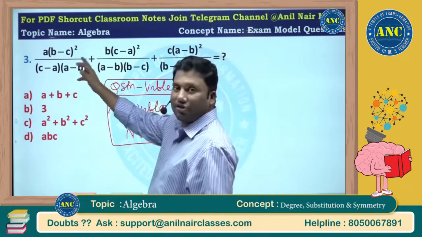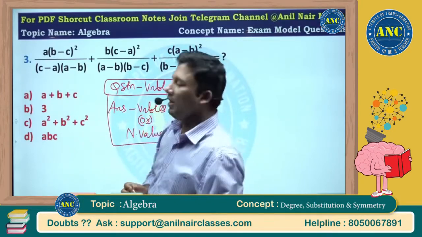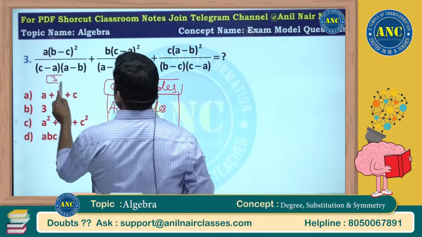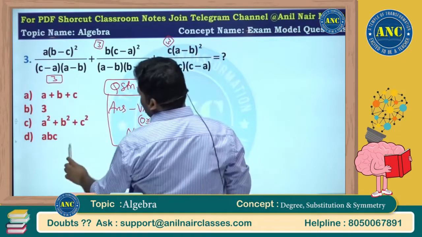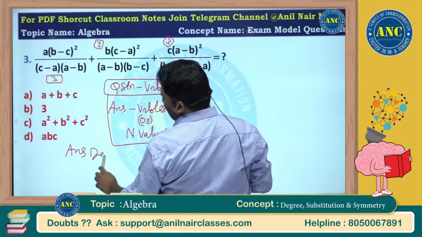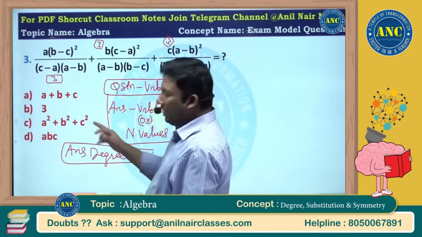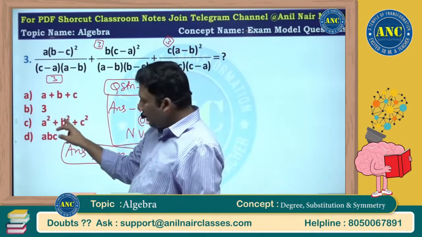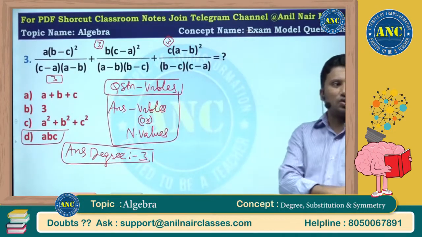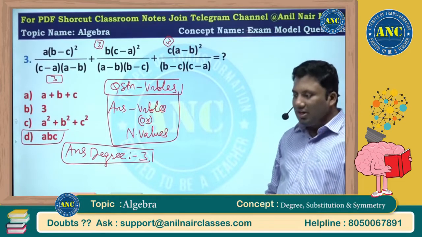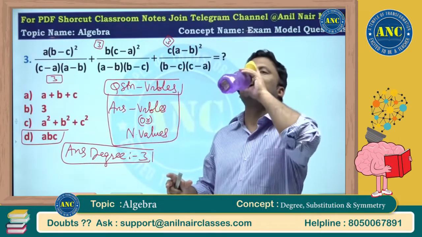What is the degree? There are 3 terms: a into (b minus c) whole square, which expands to b square plus c square minus 2bc. This is degree 3, this is also degree 3, this is also degree 3. So the answer degree should be 3. Here it is degree 1, degree 0, degree 2. The answer should be degree 3. So the answer for this question is ABC. I hope the idea is clear.